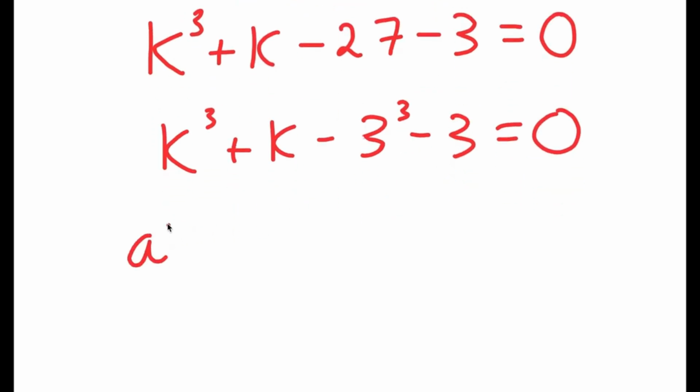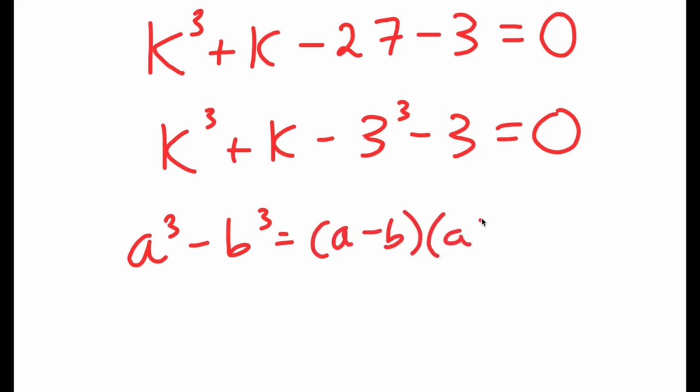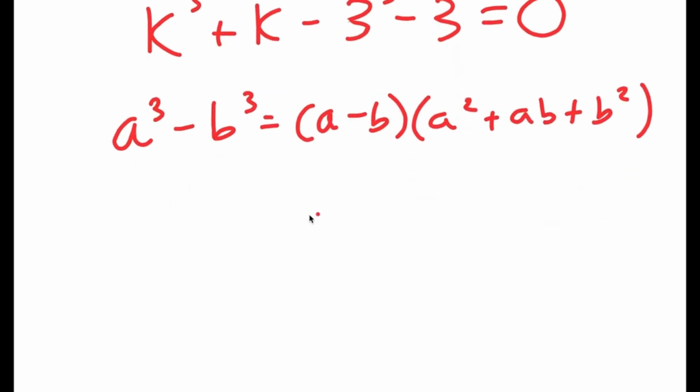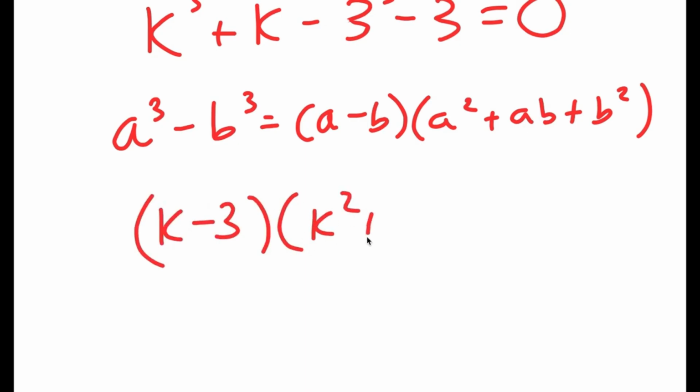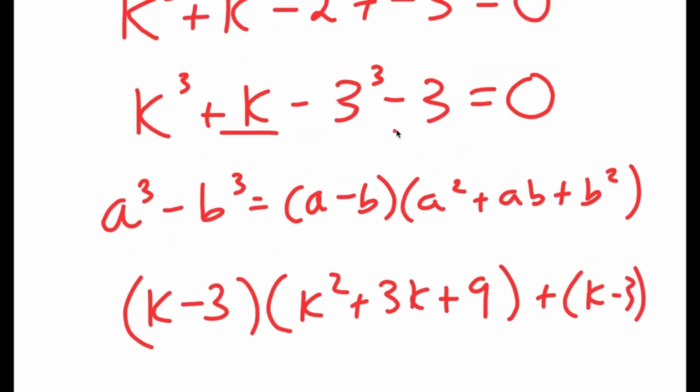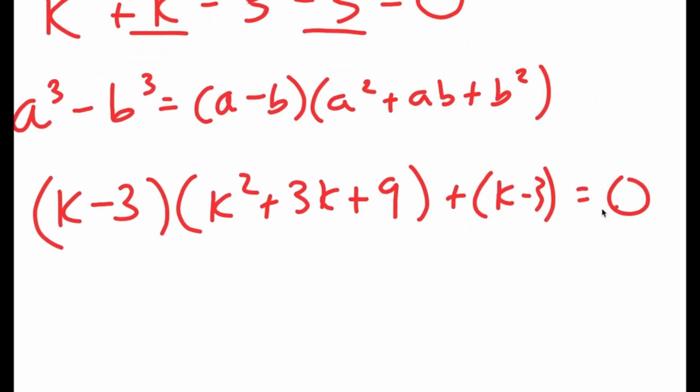Now if I have something in the form a to the power of 3 minus b to the power of 3, this is equal to a minus b times a squared plus ab plus b squared. So this is equal to k minus 3 times k squared plus 3k plus 3 squared, which is 9. And we can't forget our plus k minus 3 at the end, which is this part right here. And this is equal to 0.